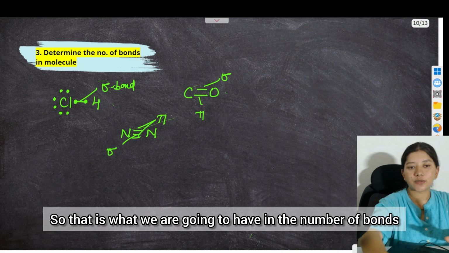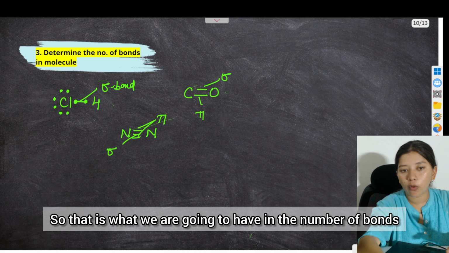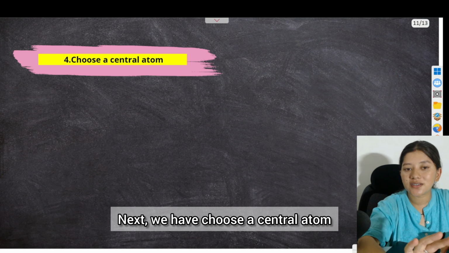Clear? So that is what we are going to have in the number of bonds. Next, we have to choose a central atom.